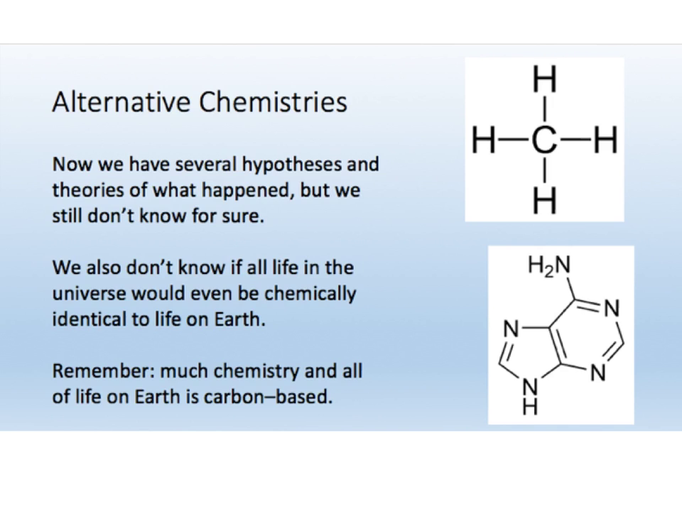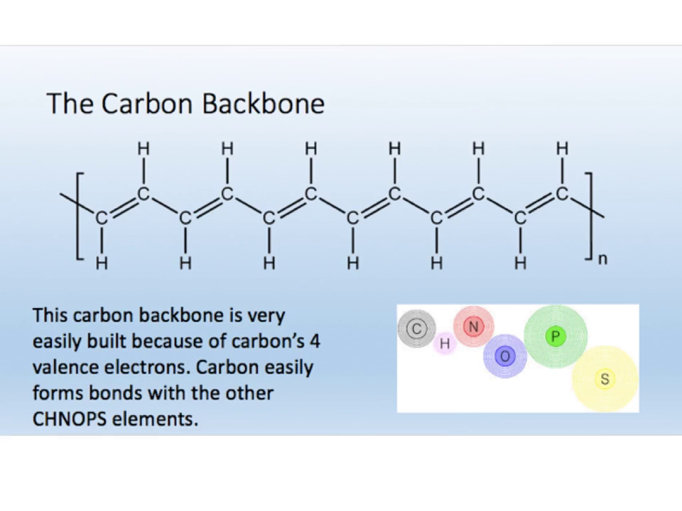And in addition to having uncertainties about how life arose on this planet, we also don't know if there might be alternative chemistries elsewhere in the universe. Again, even though we have several hypotheses about what happened here, we don't know for sure. And we don't know that all life in the universe would even be chemically identical to life on Earth. Remember, life on Earth is carbon-based, with the proteins, the carbohydrates, and the lipids all having that carbon backbone. But is it possible that carbon doesn't have to be the backbone of living things in other organisms?